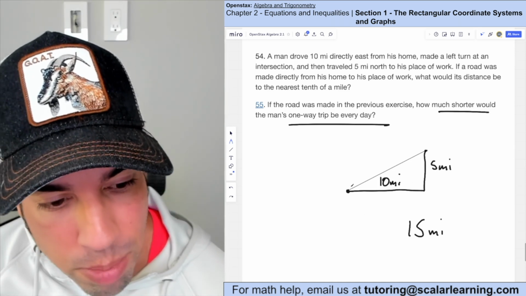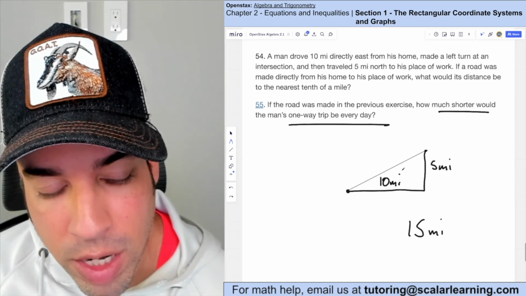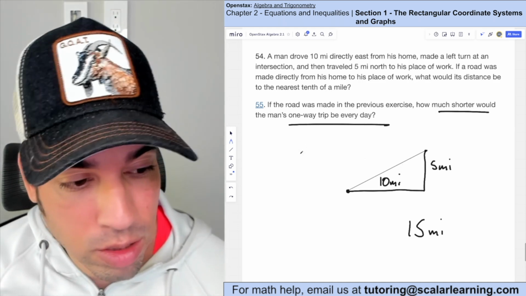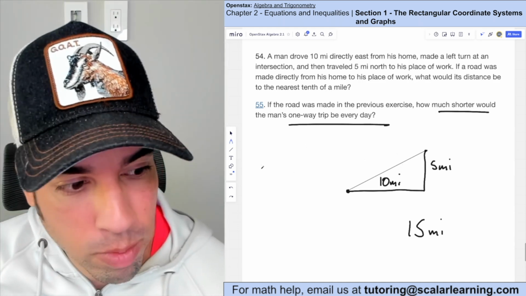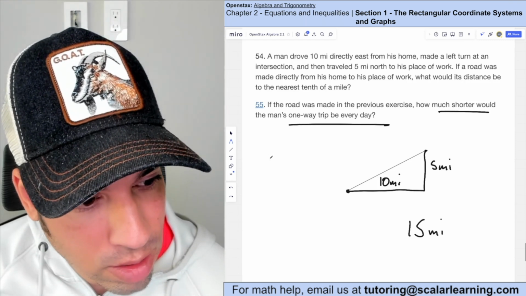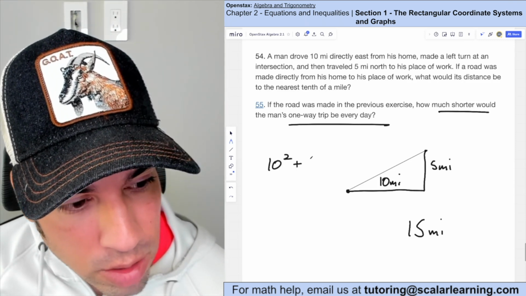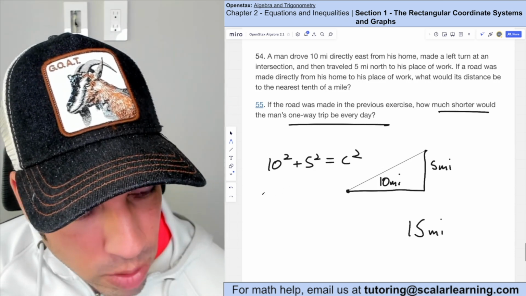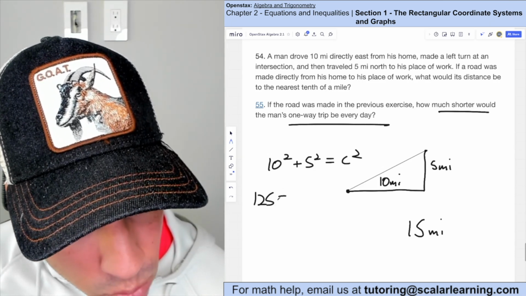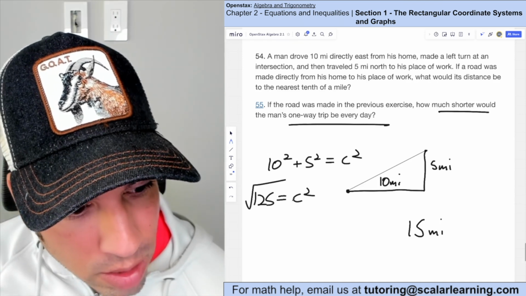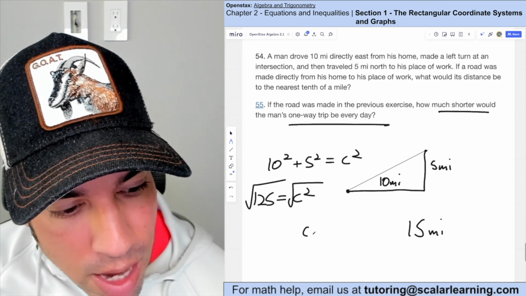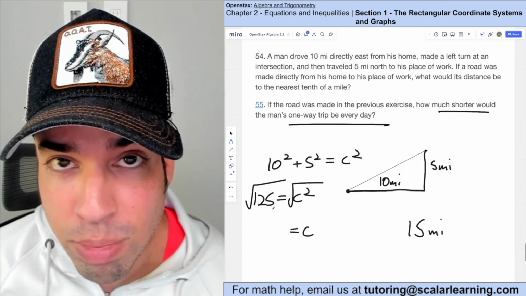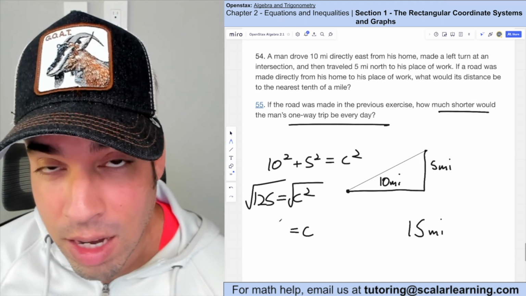Here, it's going to be a hypotenuse of a right triangle, which we can use Pythagorean theorem for, which is basically the same thing as the distance formula. So we're going to calculate that distance as 10 squared plus 5 squared equals c squared. That's 100 plus 25, which is 125 equals c squared. We can take the square root of both sides. And I'm going to actually use my calculator to get an approximation so we have a better idea of exactly how much shorter this is.